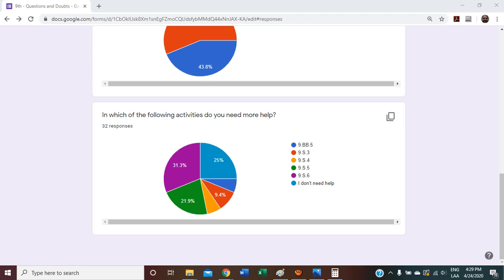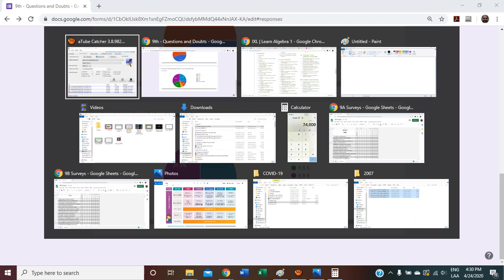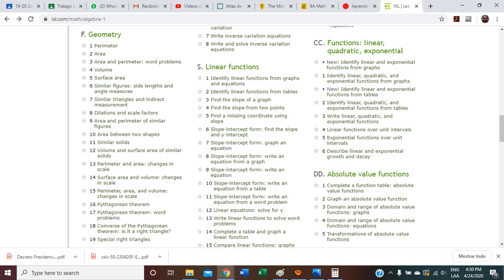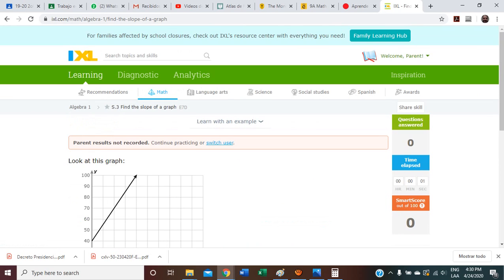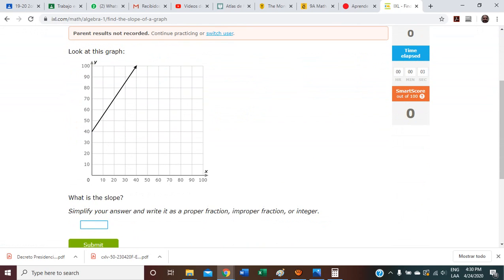According to the survey, you need more help in S6. Actually, when you understand S6, it's the easiest of all the rest. First let me explain a little bit about S3 and then S4, S5, so you can easily do S6. Okay, let's go to S3 as I said, and look at this.